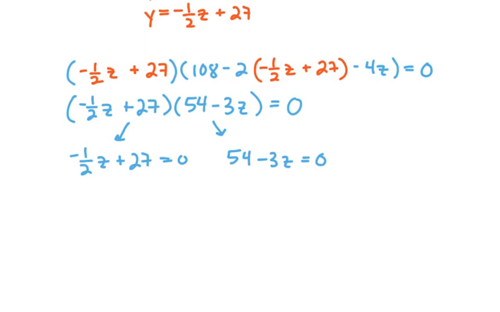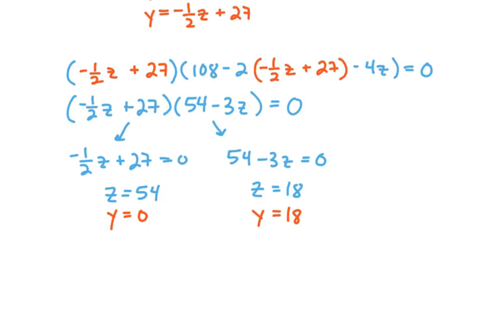Solving each of those, I'm going to get that z is equal to positive 54 or z is equal to 18. Now, since I know my z value, I can plug z in and calculate y. The corresponding y values here would get y equals 0 and y equals 18. So now I have three ordered pairs.